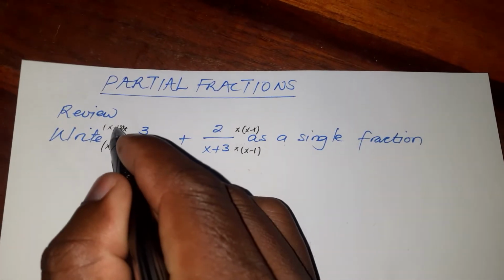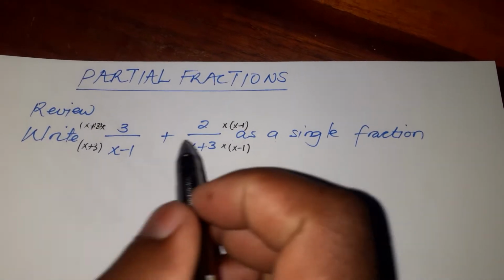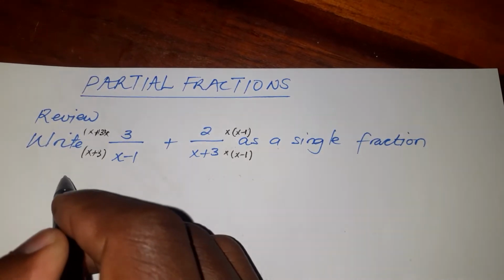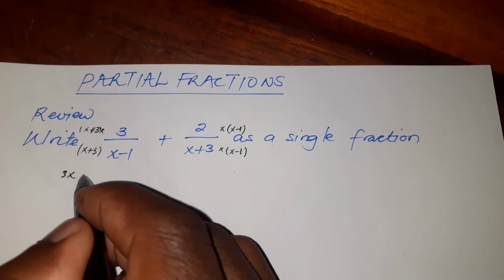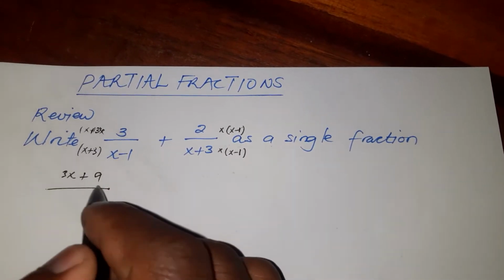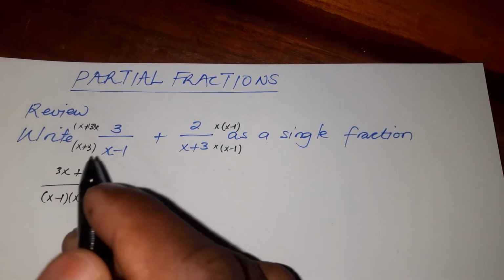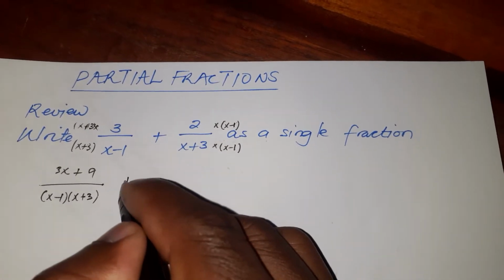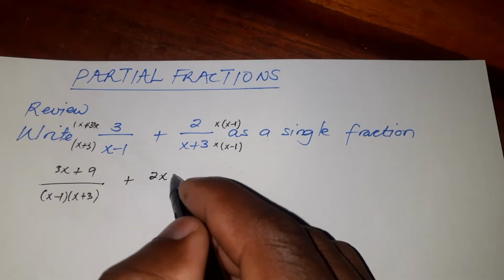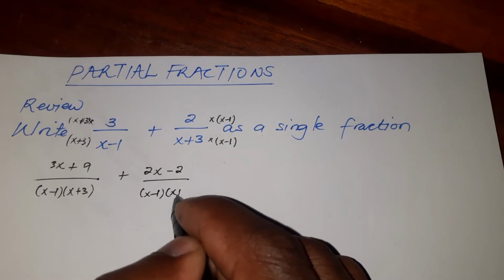Now when you do that, the numerators, you expand the brackets. Now we're going to have x times 3, we're going to have 3x, and then plus 3 times 3 is 9 over x minus 1, x plus 3. While this side, expanding that, you are going to get 2x minus 2 over x minus 1, x plus 3.